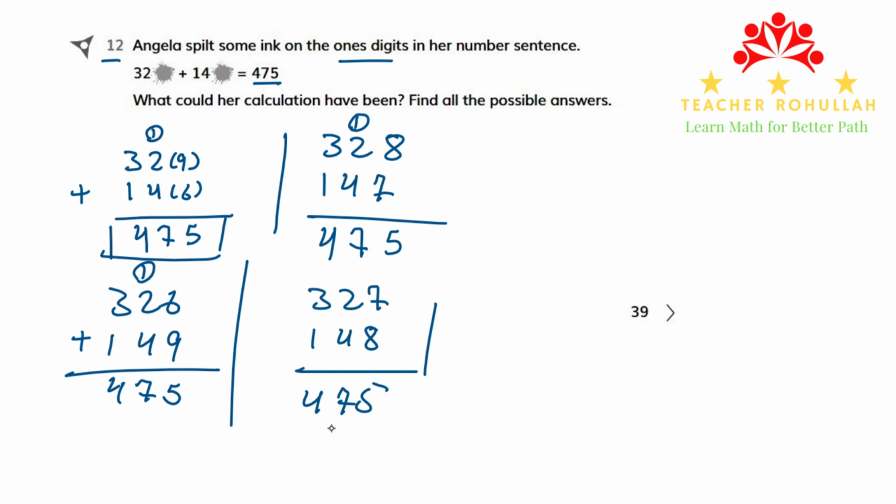So with this question, we are done with the exercise 3.1 of Cambridge Primary Mathematics Workbook 3. I hope it helps you learn how to solve the given questions.